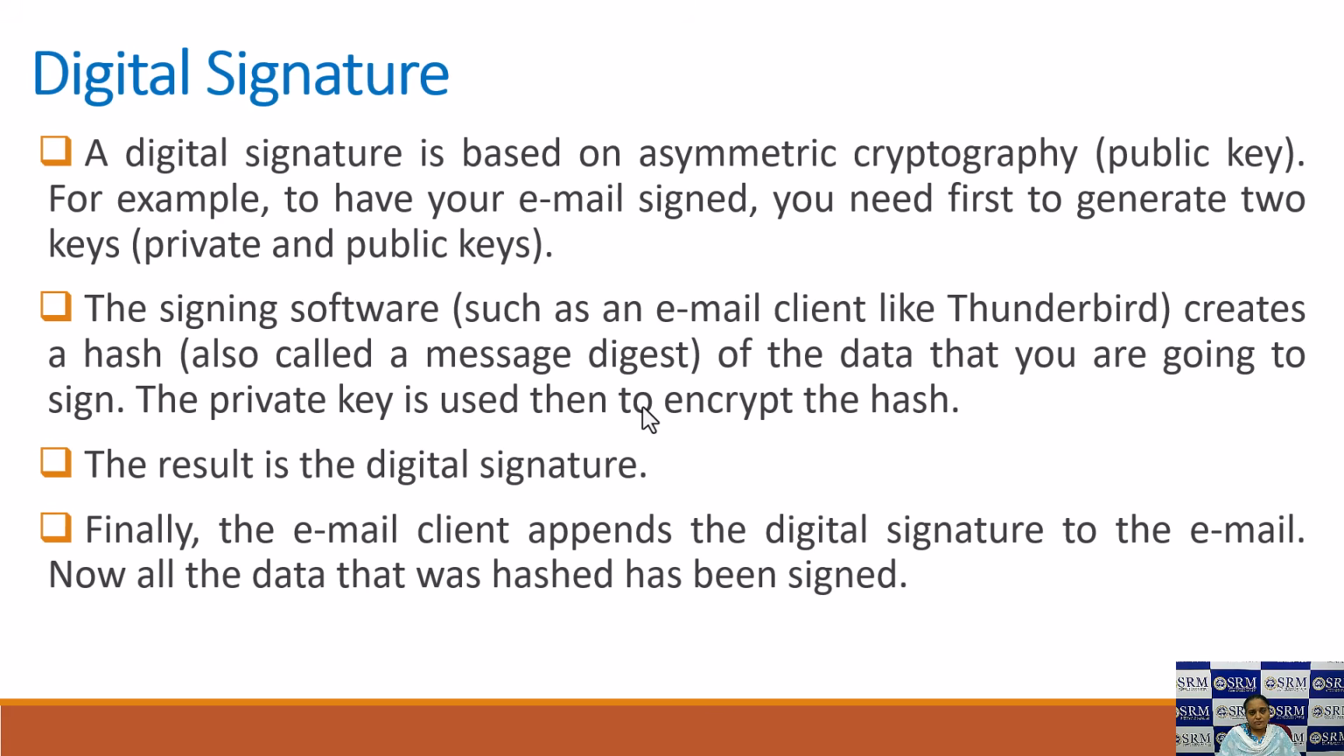This digital signature is based on asymmetric cryptography only, for example, public key and private key. For example, to have your email signed, first we need two keys, private and public keys. The signing software, such as an email client like Thunderbird, creates a hash, also called a message digest, that you're going to sign. The private key is then used to encrypt the hash. The result is the digital signature. Finally, the email client appends the digital signature to the email. Now all the data that was hashed has been signed.